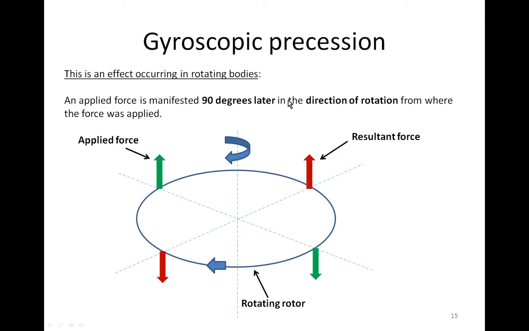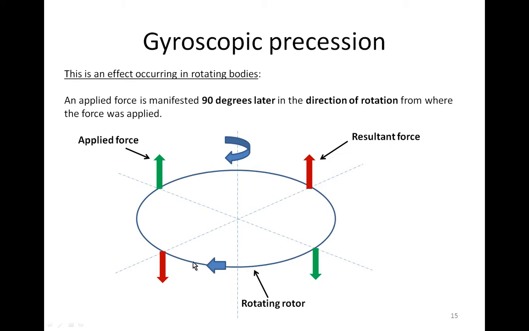The phenomenon can be described like this. When we apply a force on a rotating object, the resulting force occurs 90 degrees later in the direction of rotation of the object. Here is a figure to illustrate this.